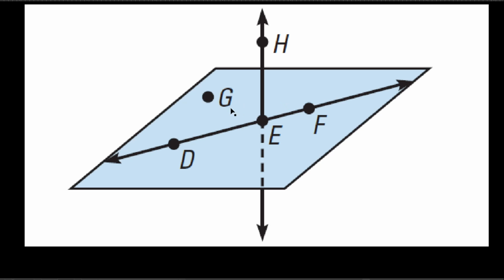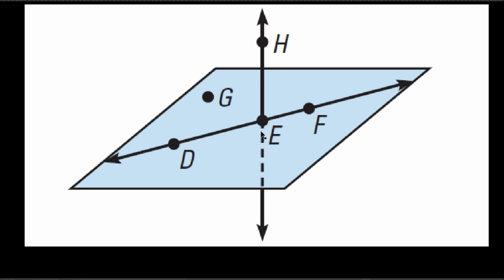Now, somebody else give me three coplanar points. John? D, E, and F. Okay, D, E, and F are coplanar. There also happen to be what else? Kenzie? Collinear, right? Because they're all on the same line. Are there other combinations of coplanar points? G, D, and F. Yep, G, D, and F. Even though they don't lie on the same line, they're all in that blue shape. All right? Would you agree with that?